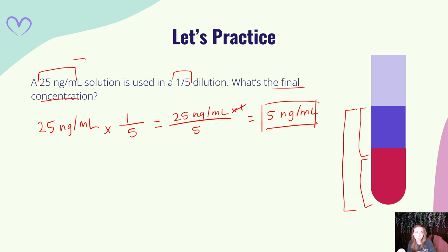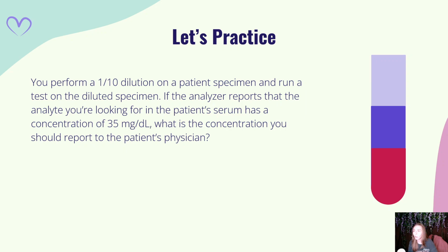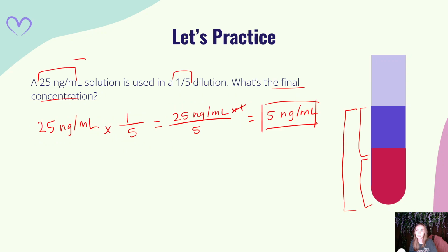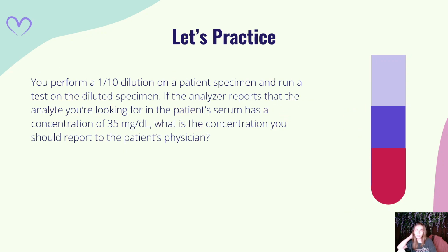Does that make sense? That's why this is useful. Okay, let's get into something a little bit more complicated. This was a lot more straightforward. Let's do something complicated. You perform a 1/10 dilution on a patient specimen, and run a test on the diluted specimen. If the analyzer reports that the analyte you're looking for in the patient's serum has a concentration of 35 milligrams per deciliter, what is the concentration you should report to the patient? Well, we have tested our diluted specimen, our specimen that's been diluted by a factor of 10, and it said that we have 35 milligrams per deciliter.